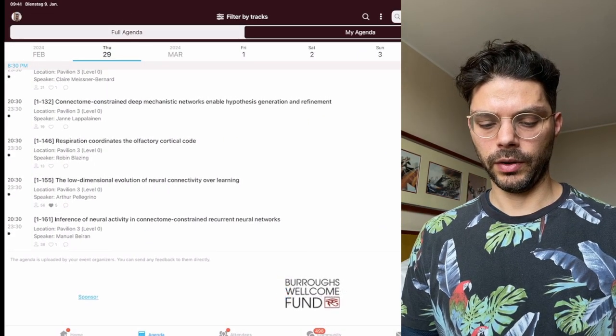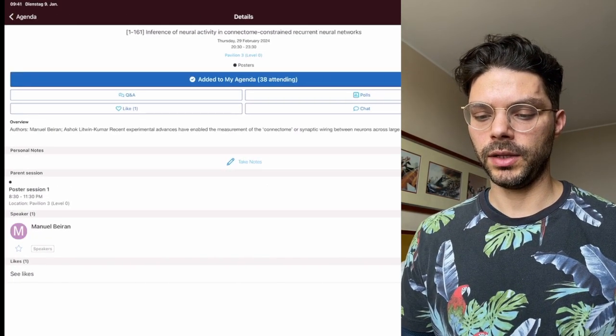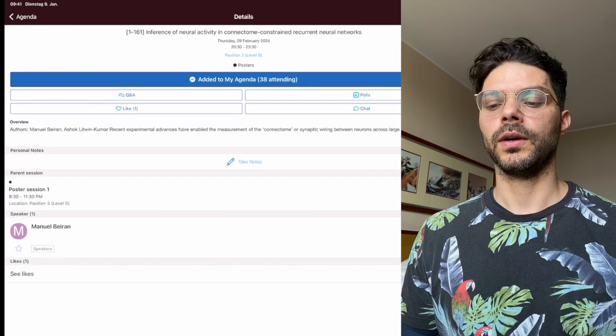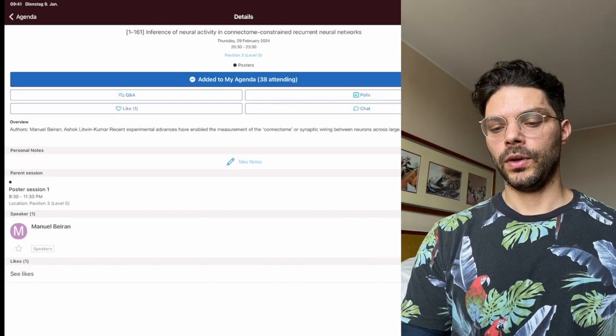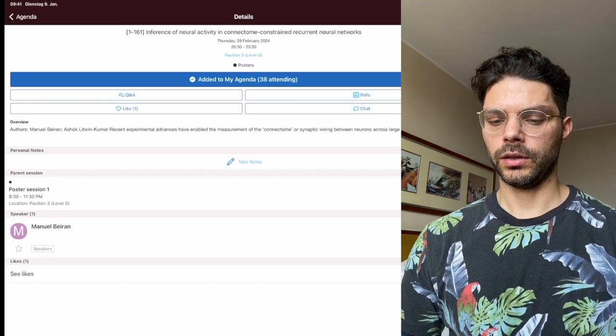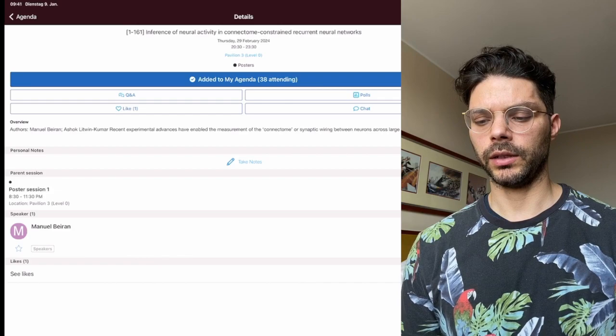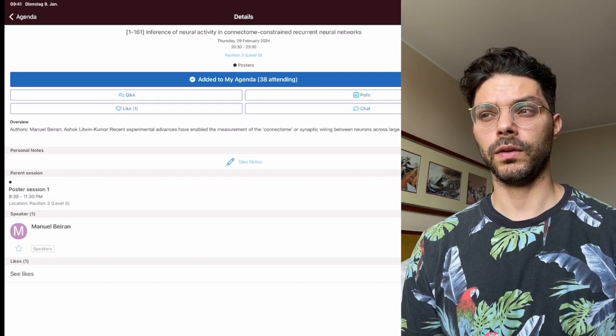All right, and the very last one. Inference of neural activity in connectome-constrained recurrent neural networks. So lots of this kind of stuff, right? So if you have a recurrent neural network, why would you have to infer the neural activity? Let's have a look.